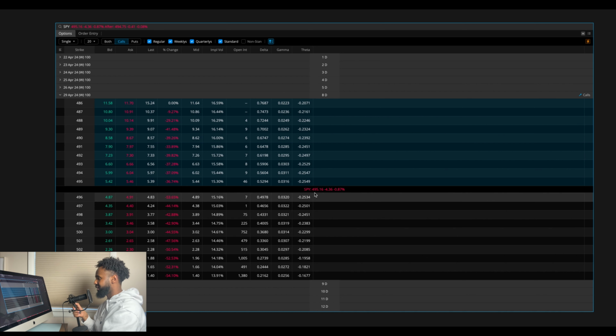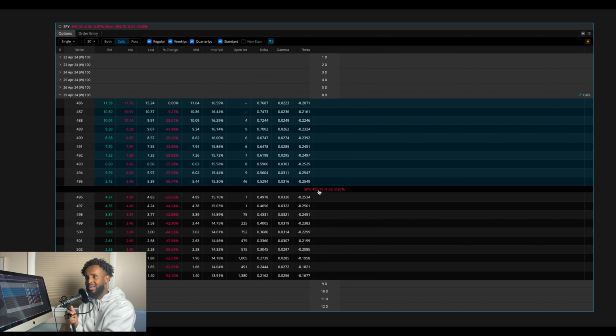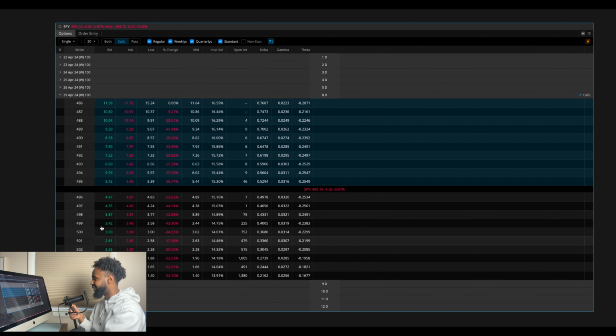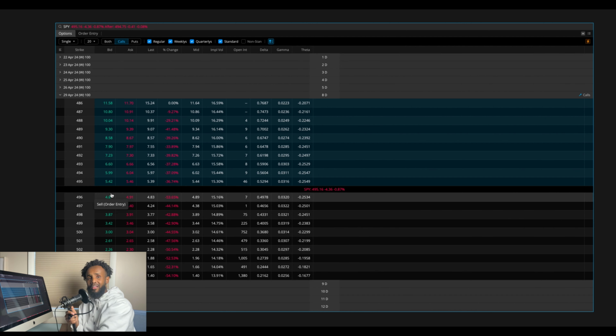And here it tells us SPY's price is 495. Now, out of the money means you are buying contracts that are above this price. If you buy 496 calls, it's out of the money. 497, out of the money. 500, out of the money. And you can see the price to buy these gets cheaper, and they get cheaper because they know that these contracts will have a harder time reaching profitability.